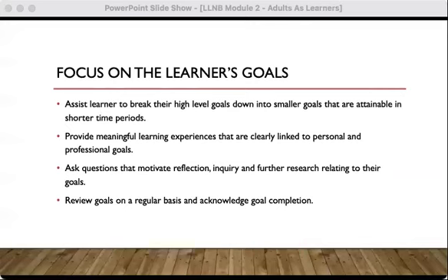And focus on the learner's goals. Assist the learner to break their high-level goals down into smaller ones that are attainable in shorter periods of time. Provide meaningful learning experiences that are clearly linked to personal and professional goals. Ask questions that motivate reflection, inquiry, and further research relating to their goal. Review goals on a regular basis and acknowledge goal completion.